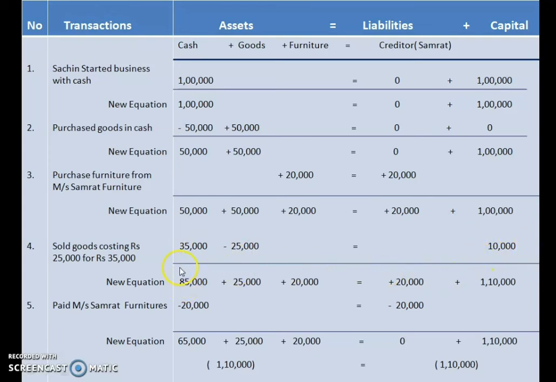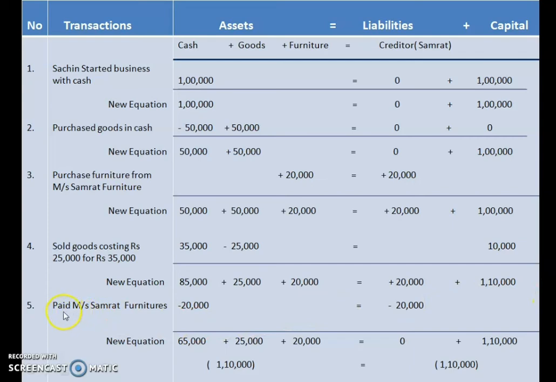Now new equation, draw a line and find out the new equation. 50,000 plus 35,000 will give you 85,000. 50,000 less 25,000 will give you 25,000. 20,000 of furniture you have to bring it down as it is. Then moving to liability, 20,000 that is there. 20,000 you can write over here. 1 lakh plus 10,000, that will give you 1 lakh 10,000. Now moving to the next equation or next case.